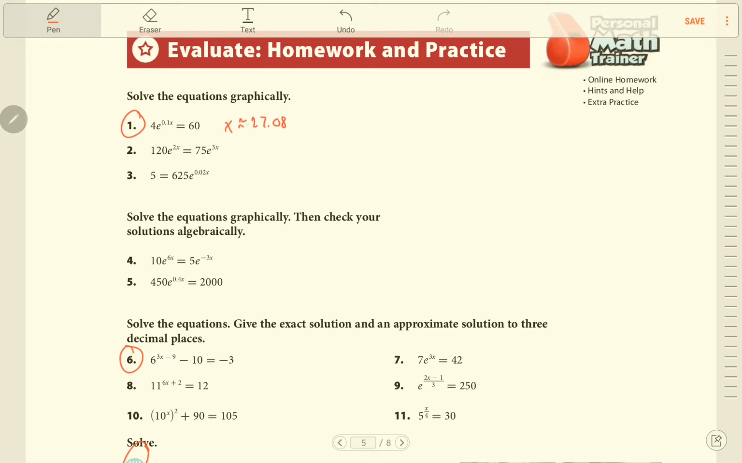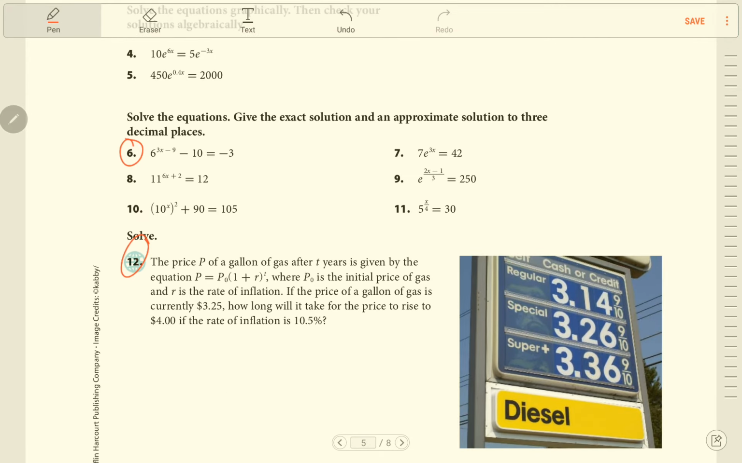There you go. Okay, now, number 6 asks us to solve the equation, and give an exact solution, which means we need to be able to solve it using algebra, and then also an approximate solution. Once you get that exact one, we'll type in the calculator to get a decimal. Okay, so here it is, what we're trying to solve here.